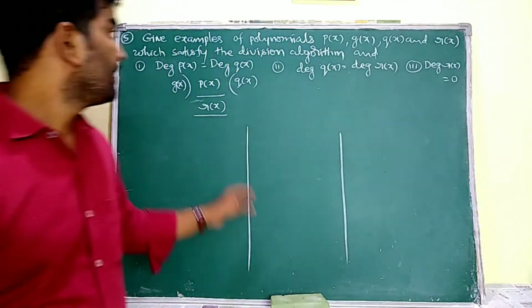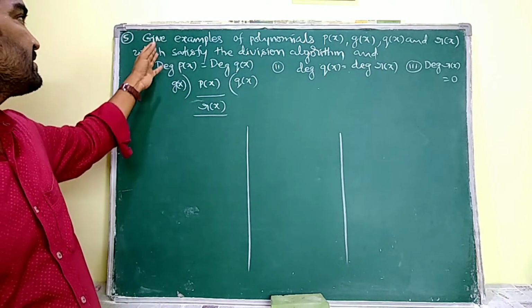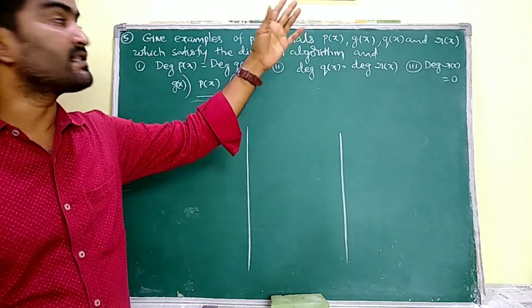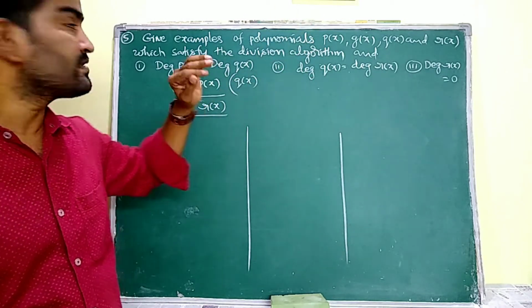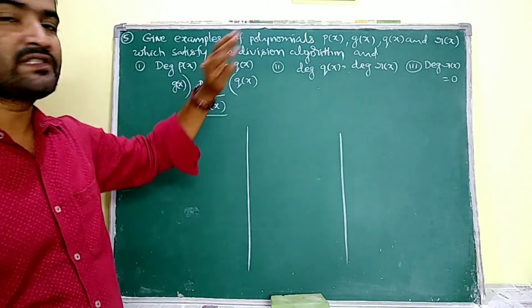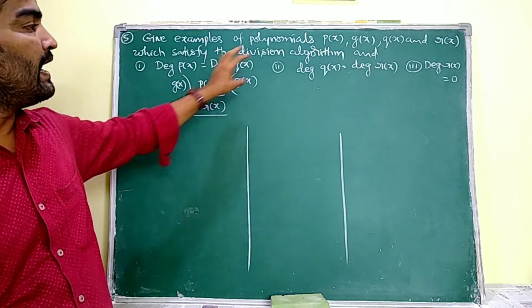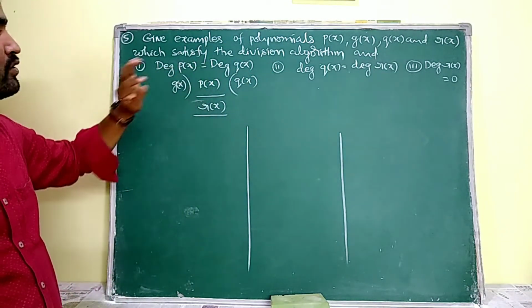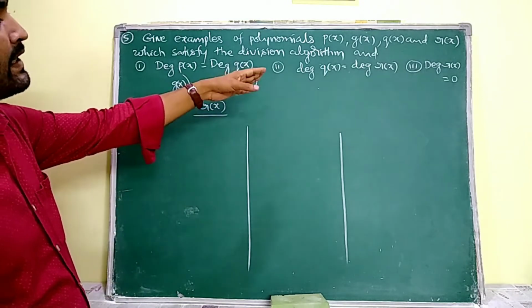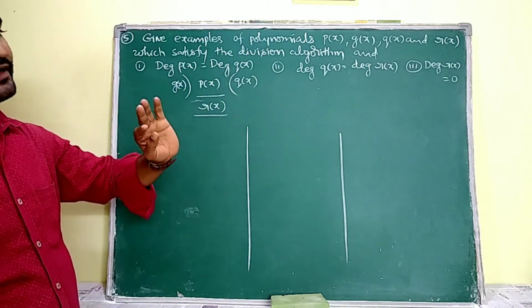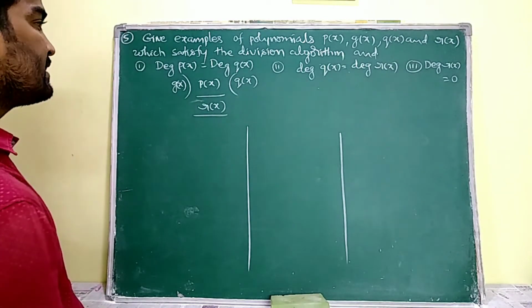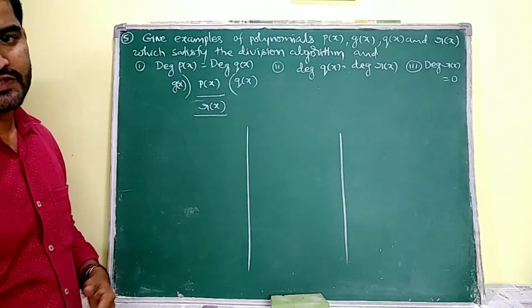Okay, see, here in this fifth question he asks us to write some examples of the polynomials p of x, g of x, q of x and r of x which satisfy the division algorithm, that means this one, and the conditions: degree of p of x is equal to degree of q of x, and degree of q of x is equal to degree of r of x, and degree of r of x is equal to 0. We have to write. It's a very important conceptual question.